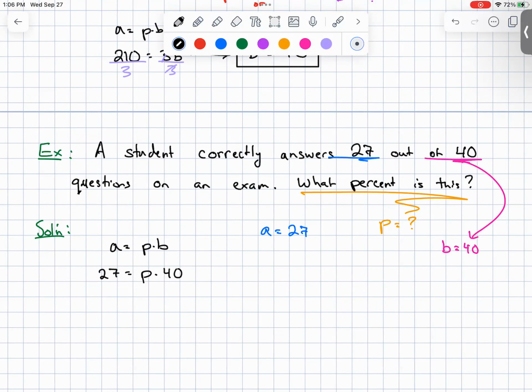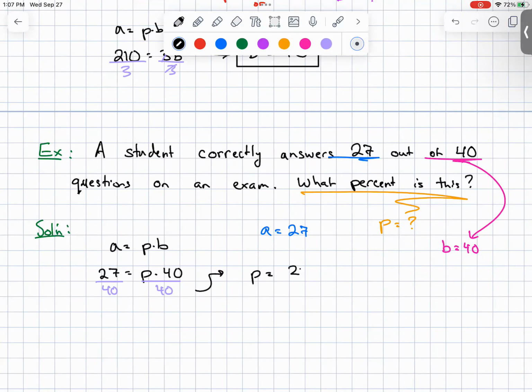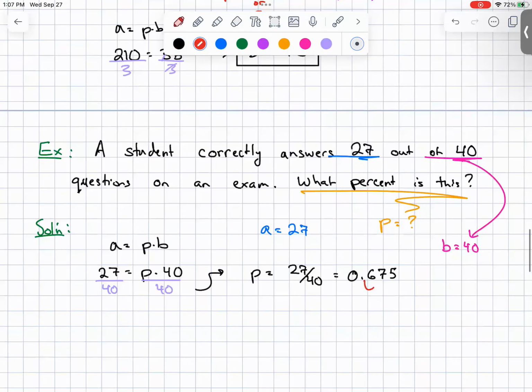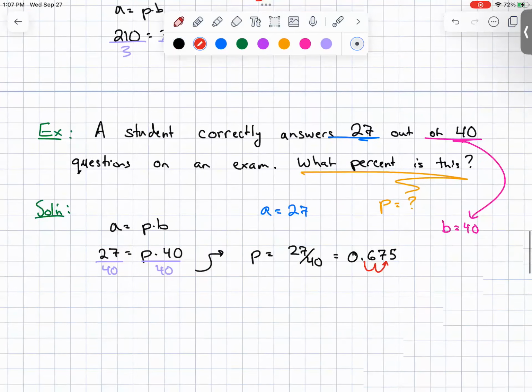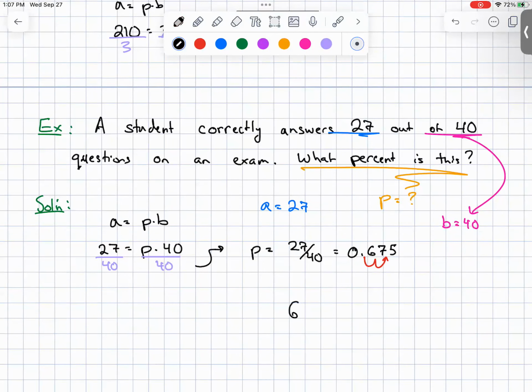To solve for P, we would divide by 40. And get that P is equal to 27 over 40, which is 0.675. But we want it as a percentage, so we'll convert it to percent form by moving our decimal 2 places to the right. And so it's 67.5%.